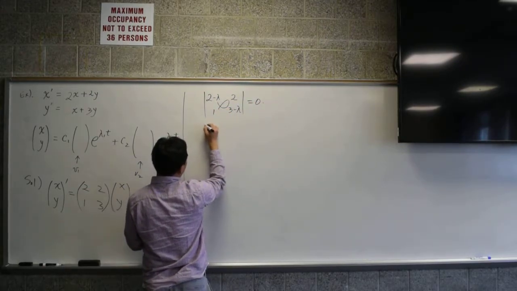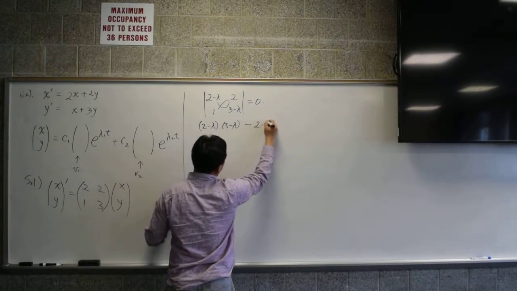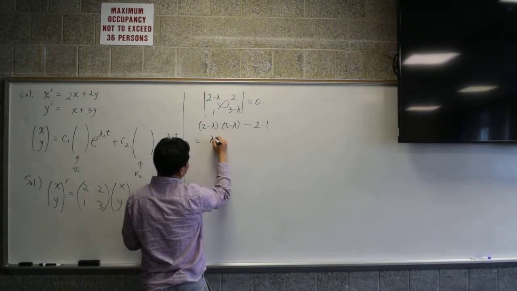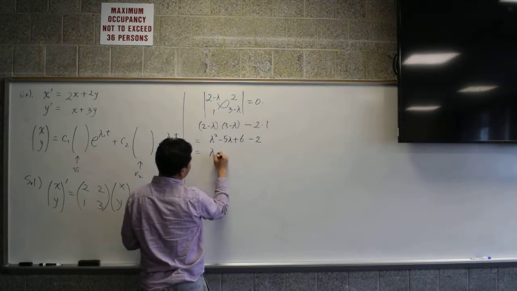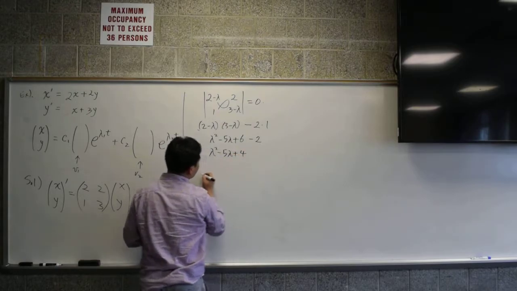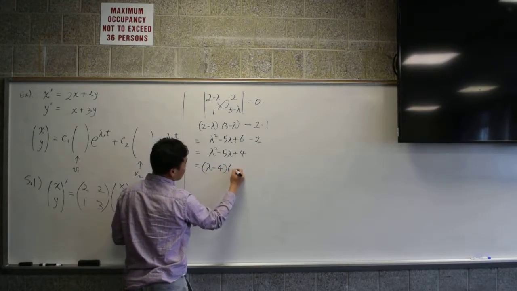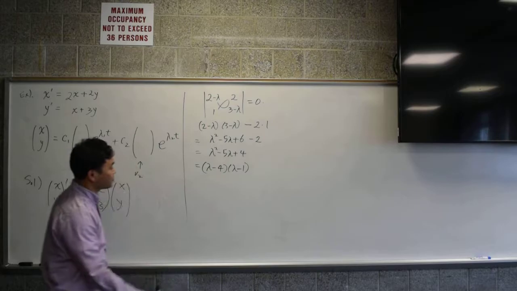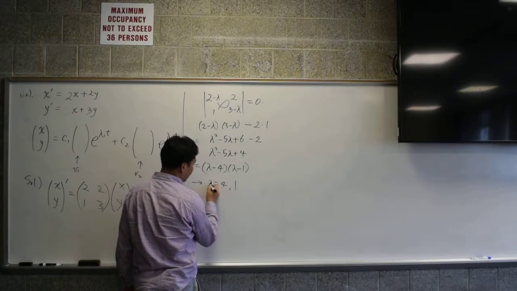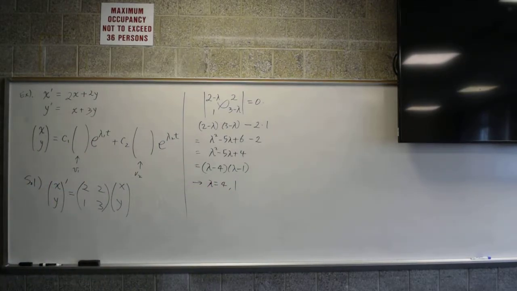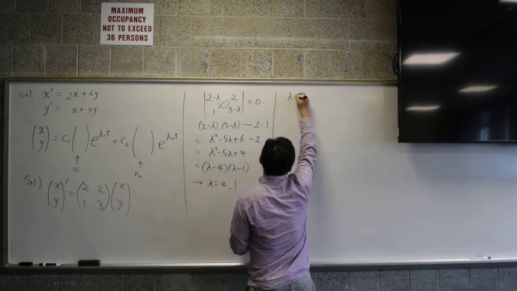It's AD minus BC, so (2 minus lambda) times (3 minus lambda) minus 2 times 1. If I FOIL this, it's lambda squared minus 5 lambda plus 6 minus 2. So it's lambda squared minus 5 lambda plus 4, which factors into (lambda minus 4) and (lambda minus 1). That means this is 0 and lambda is 4 or 1. Now each of these eigenvalues will have an eigenvector associated with it, so let's find individual ones. So lambda equal to 4.